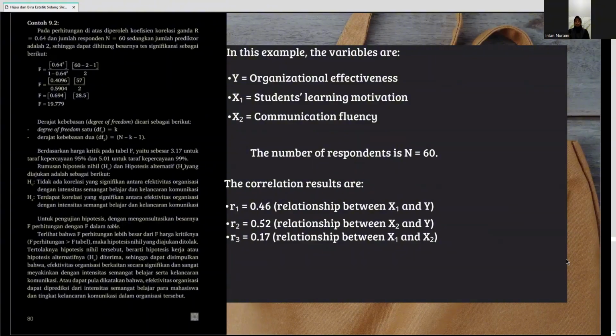Types of multivariate correlation. There are different types of multivariate correlation. The most common type is multiple correlation. Multiple correlation is used to explain how several independent variables together relate to one dependent variable.